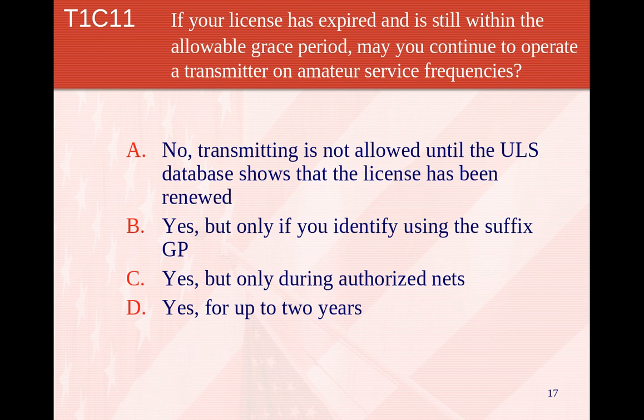If your license has expired and is still within the allowable grace period, may you continue to operate a transmitter on amateur service frequencies? That's no. Transmitting is not allowed until the ULS database shows that the license has been renewed. Renewing on the ULS, the Universal Licensing System, is very easy. Again, it'll take you maybe 5-10 minutes to renew. And the thing is, they won't let you renew until you're about a month before you're about to expire.